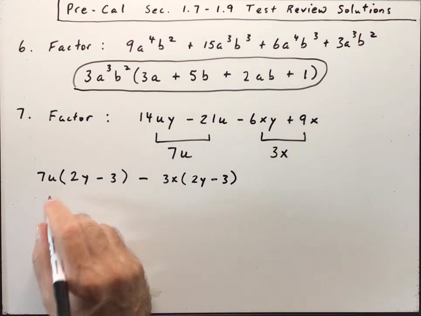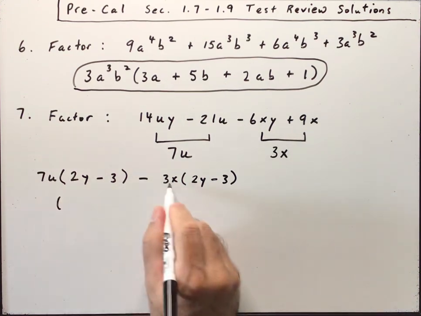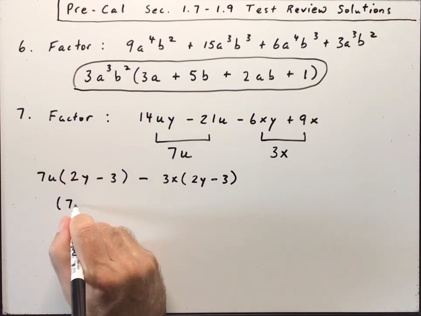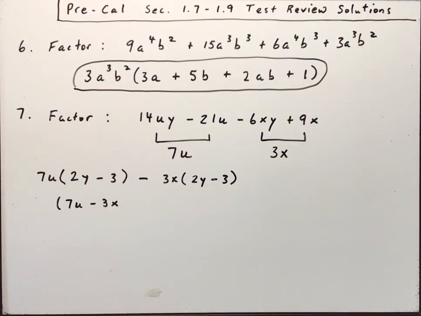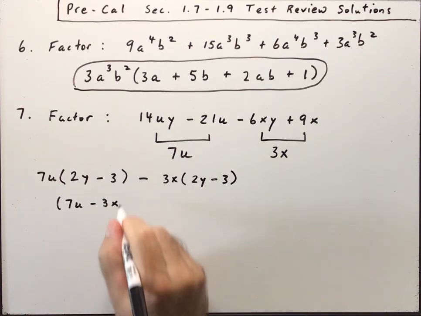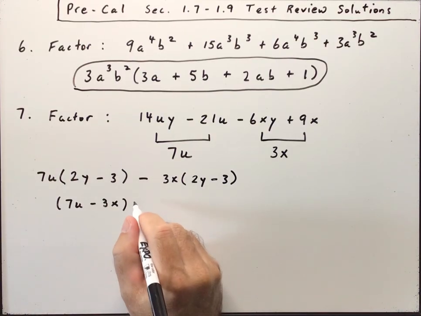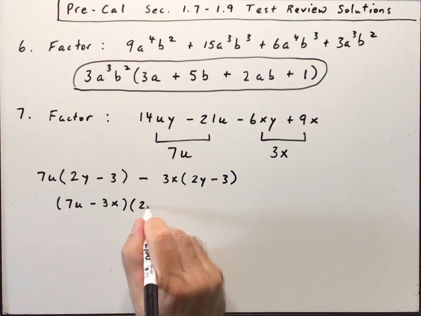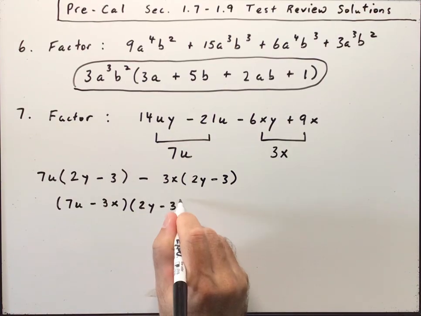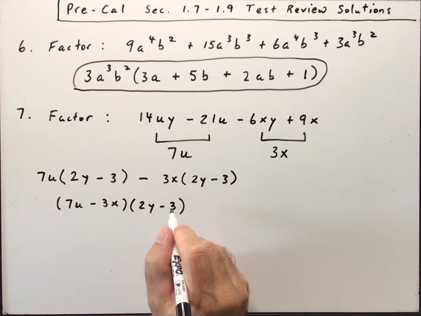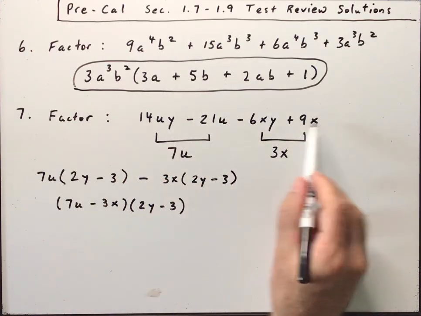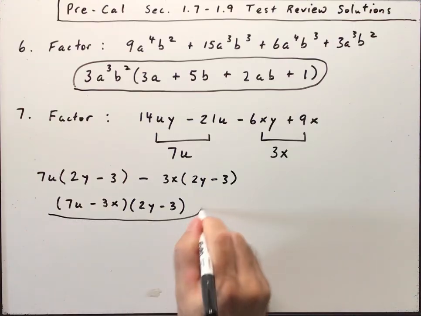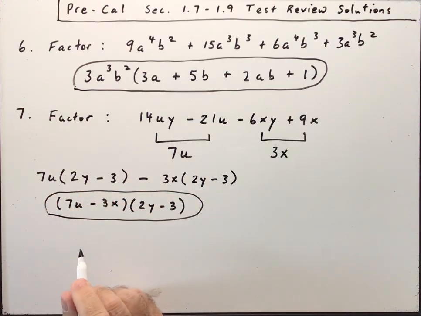So now we can put the two coefficient terms together: 7u minus 3x, all right, and then times 2y minus 3. And how could you check that? If you FOIL it back out, you would come back with this. I'm not going to do that, but that's how you would check it.